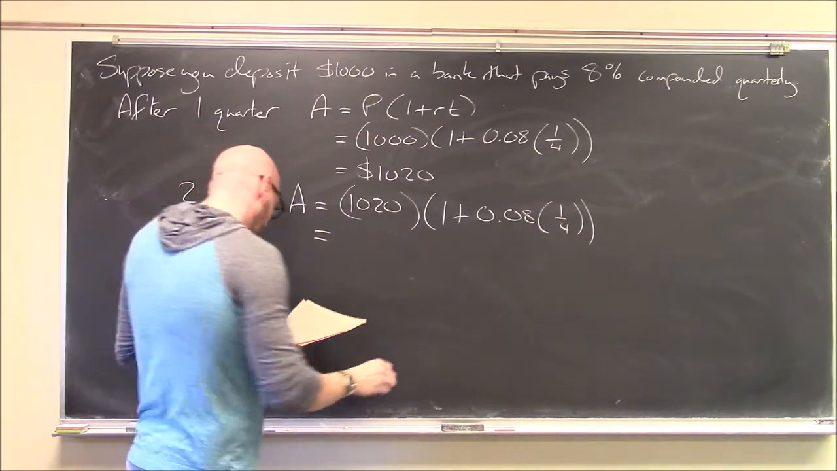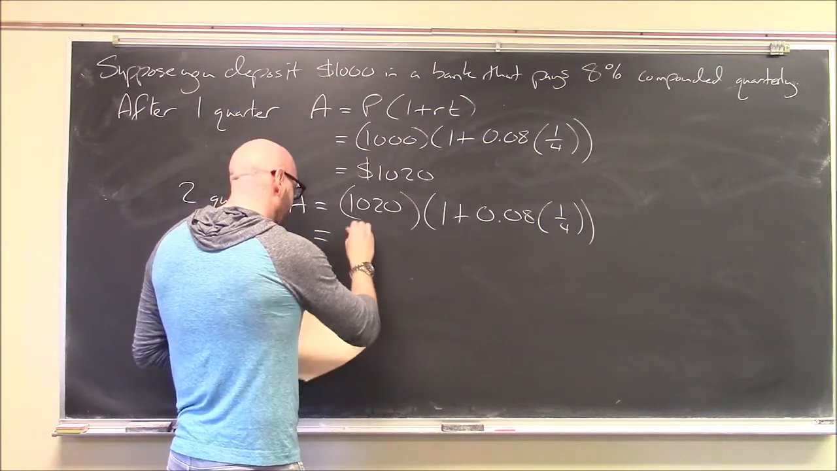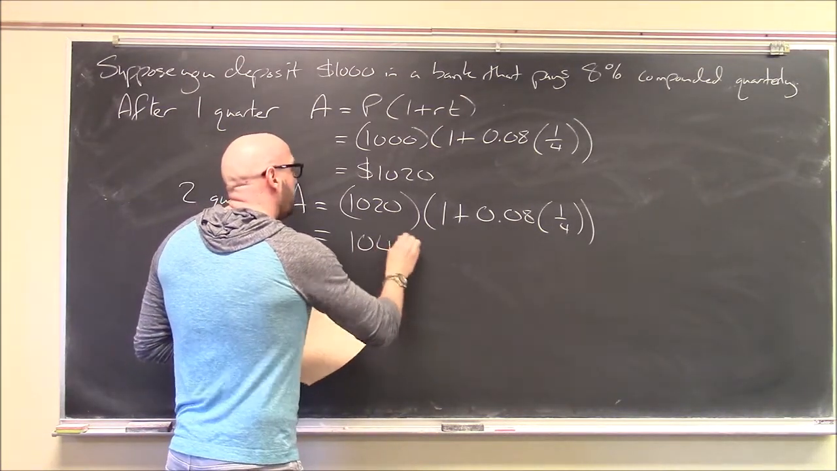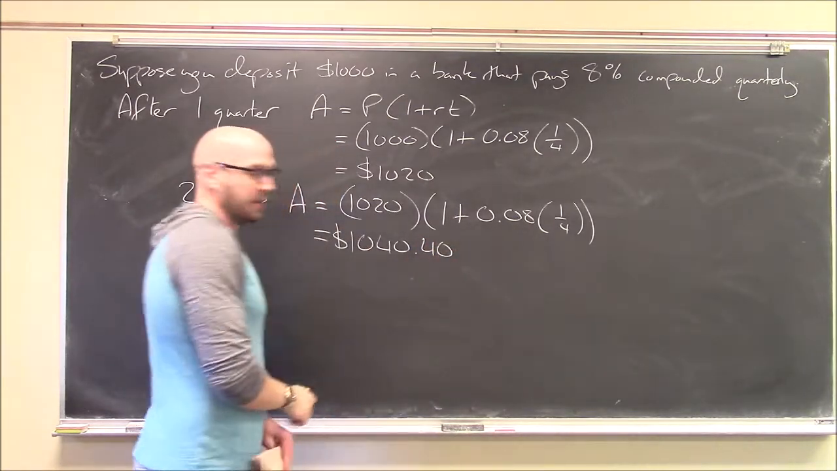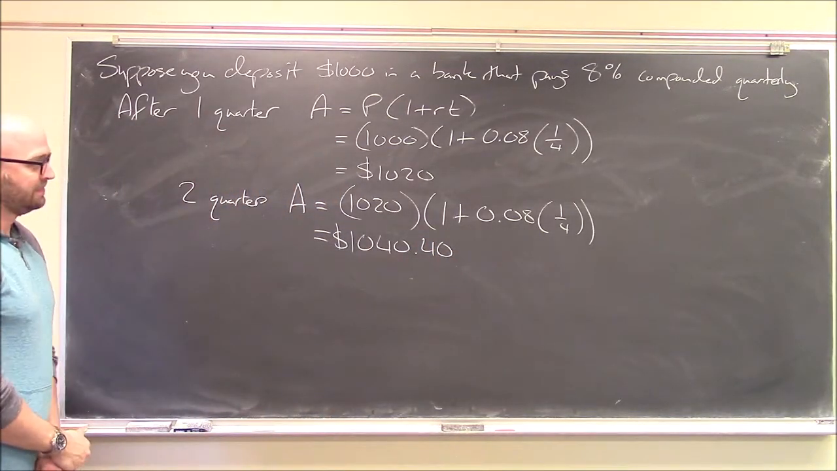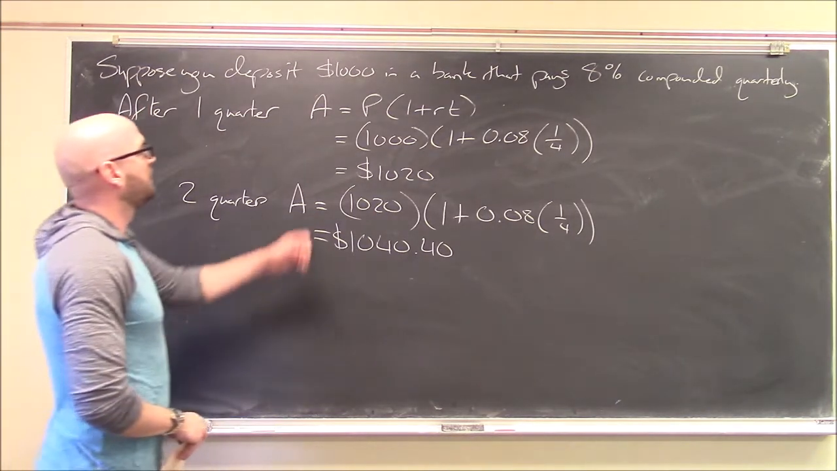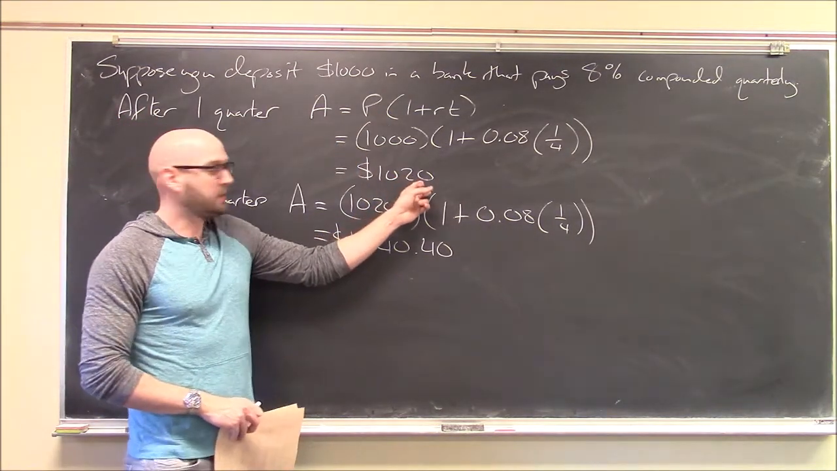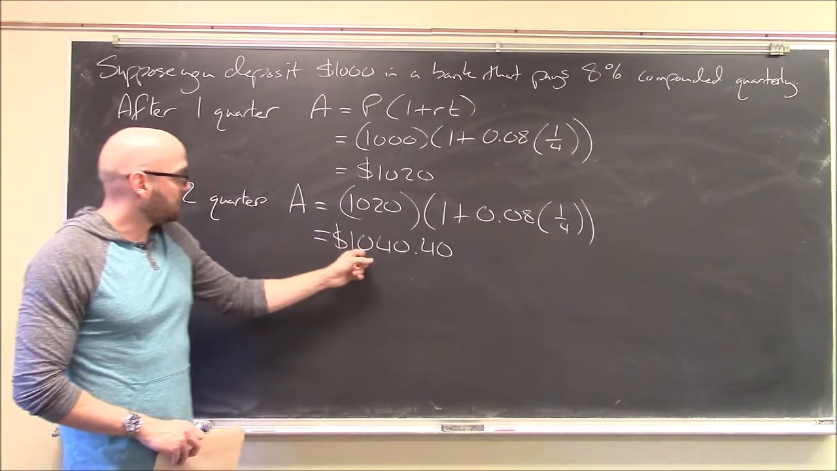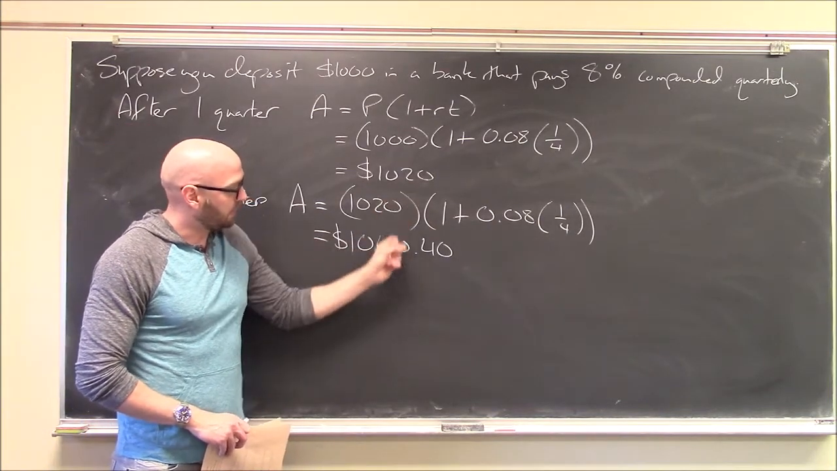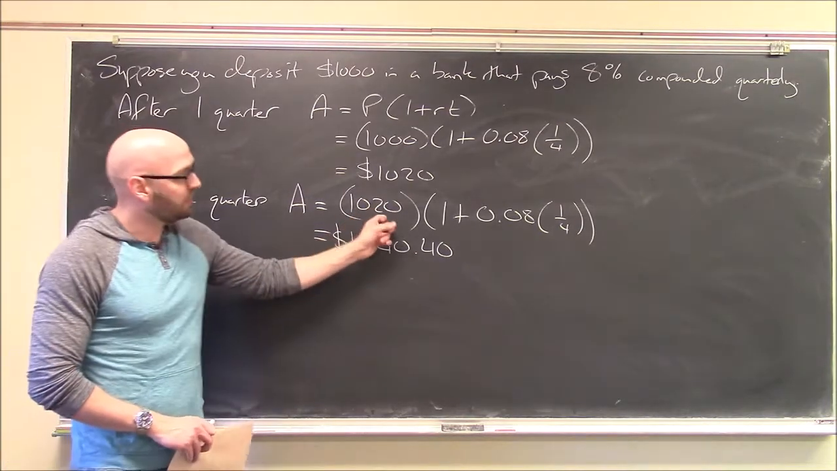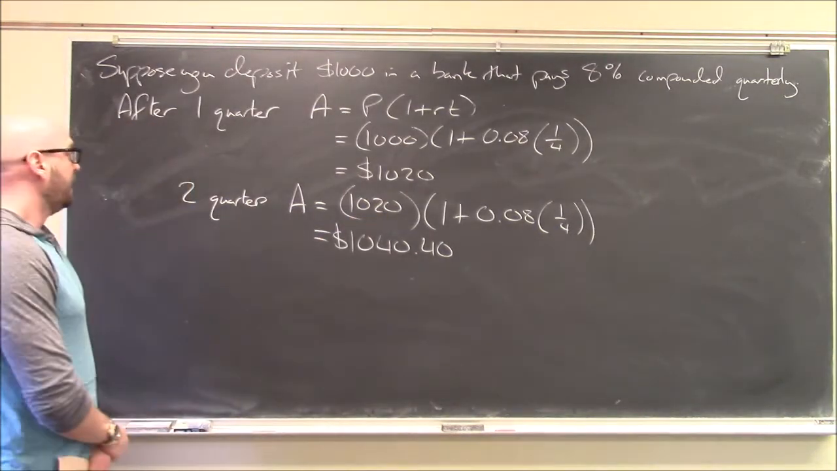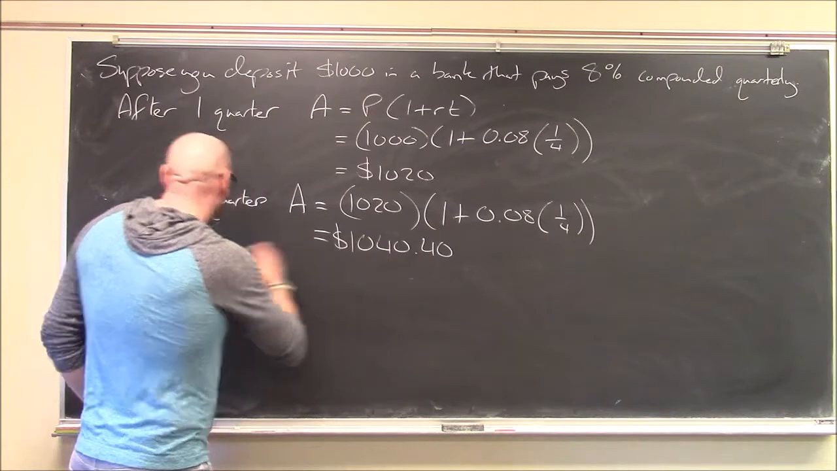Plug this into a calculator, you get that this is $1,040 and 40 cents. So you notice the interest earned after the first quarter was 20 bucks. But in the second quarter, we earned, what's the difference here? $20.40. So a little bit more interest because our principal is a little bit bigger. And now we take this principal and we reinvest it.